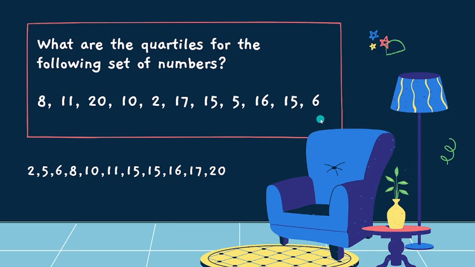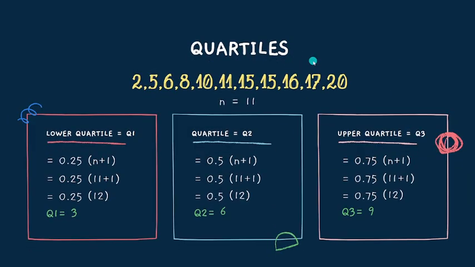First, we need to arrange all the data in ascending order. So we have 2, 5, 6, 8, 10, and so on. Now that we have arranged our data, let's proceed. Here we have the data already in ascending order, and our n here is 11. This is our total number of data: 1, 2, 3, 4, 5, 6, 7, 8, 9, 10, 11.